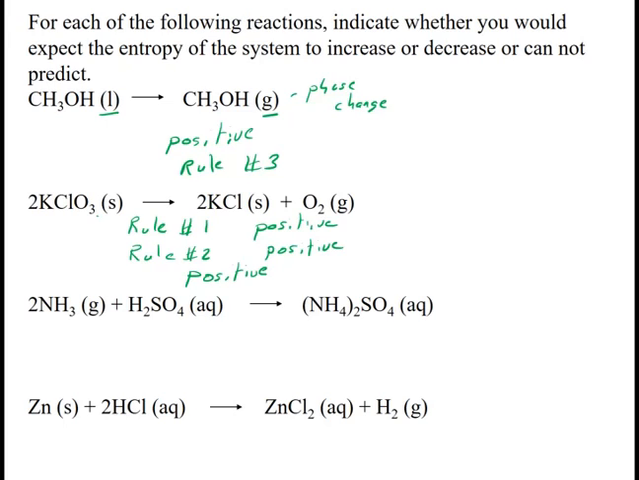In this one, rule number 1 is negative. Rule number 2 is also negative. Rule number one is negative because now I have two molecules going to form one, so I have only one product. Here I have 1 mole of gas, and here I have 0 moles of gas, so that one's also negative because I am decreasing my moles of gas. So overall, it's negative.